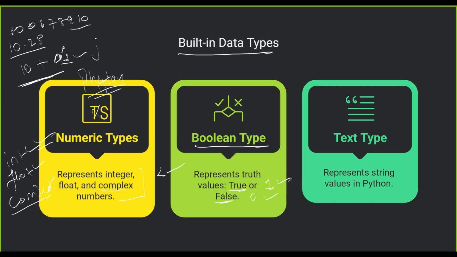Another one is the text type, which means string. In Python, a string can be written in single quotes or double quotes; both are valid. If I write a single character, this is also a string, not a character. In some languages, a single character is understood as a character only, but in Python everything is a string. So these are the primitive data types of Python.